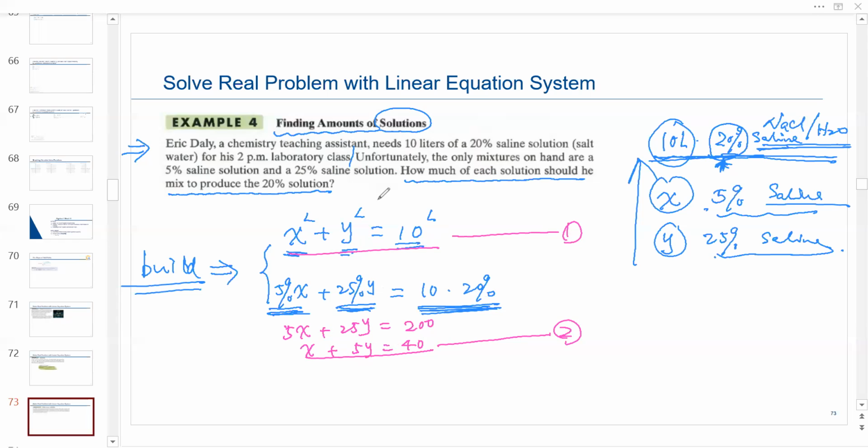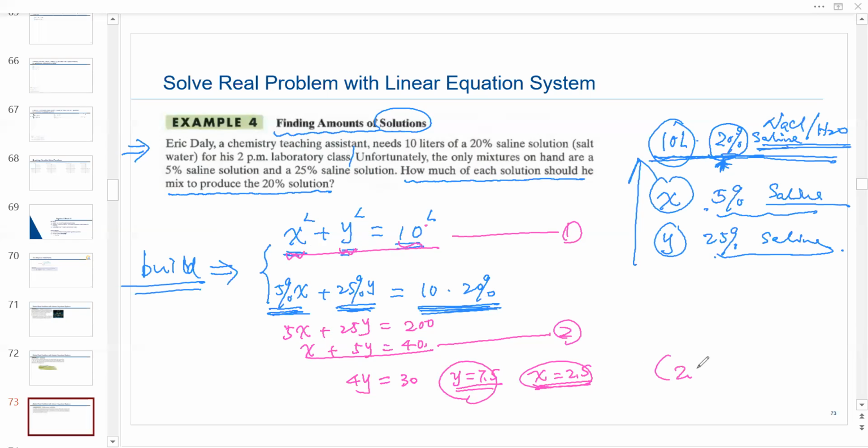So equation 2 minus equation 1, L2 minus L1, so what does it become? X disappears. So here it becomes 4Y, right? This one minus here equals 30. So Y equals what? Y becomes 7.5. So X is easily 2.5. Right? So here 7.5, 10. So you could get X is 7.5. Right? So you got it.